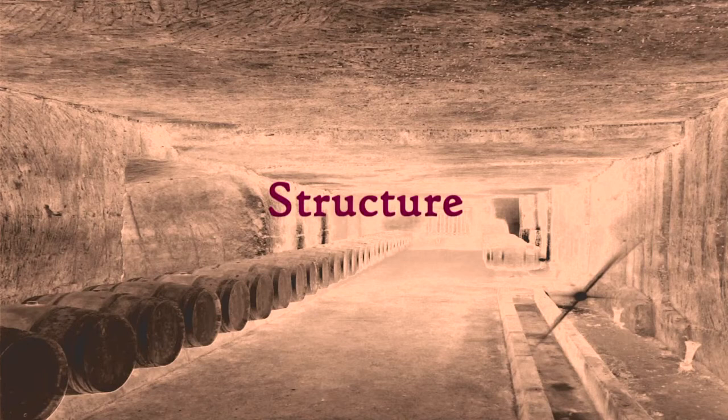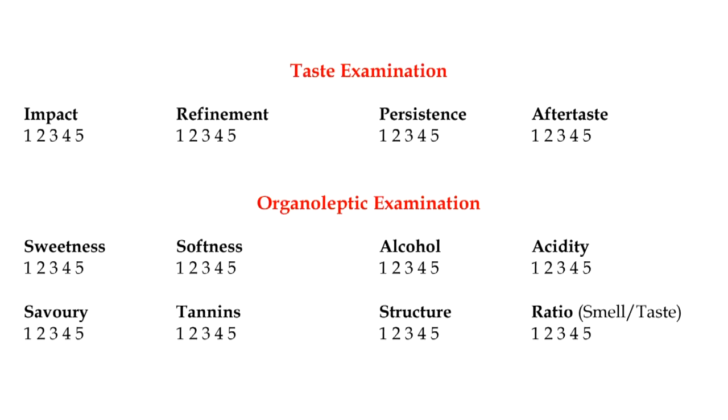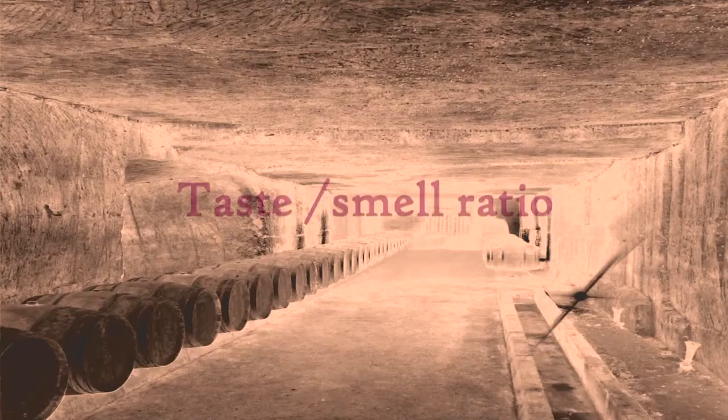Structure. The structure of a wine, just like the physical description of a person, can be denoted by the adjective sturdy or slender. It indicates how full-bodied or weak a wine is. It is given by the totality of the organoleptic characteristics. In most cases, the extreme lower value could represent a flaw.